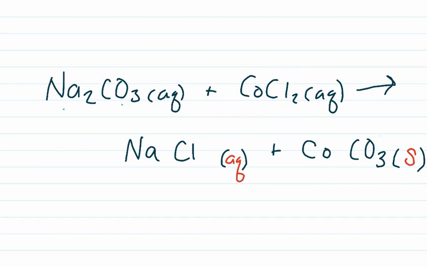So we can go back and balance this equation. If we look here, we have 2 chlorines, but we only have 1 chlorine here, so we have to add a 2. Now we have 2 sodium, but we also have 2 sodium up here, so that's okay. And we have 1 carbonate here, 1 carbonate here, 1 cobalt, 1 cobalt. So this equation is balanced.